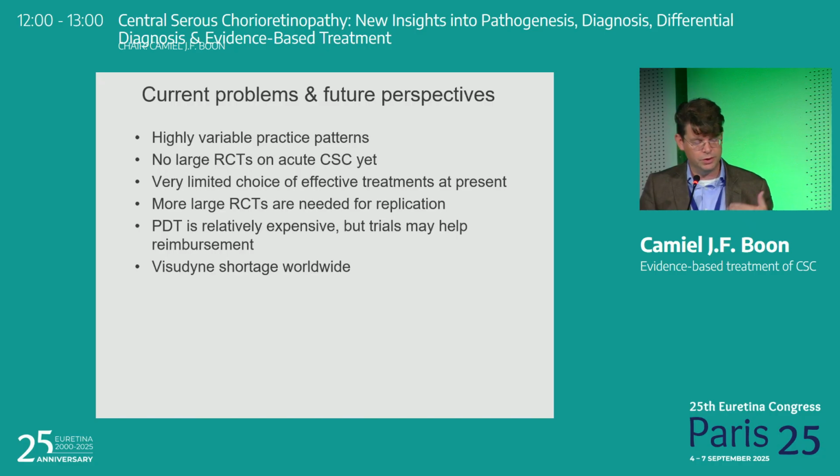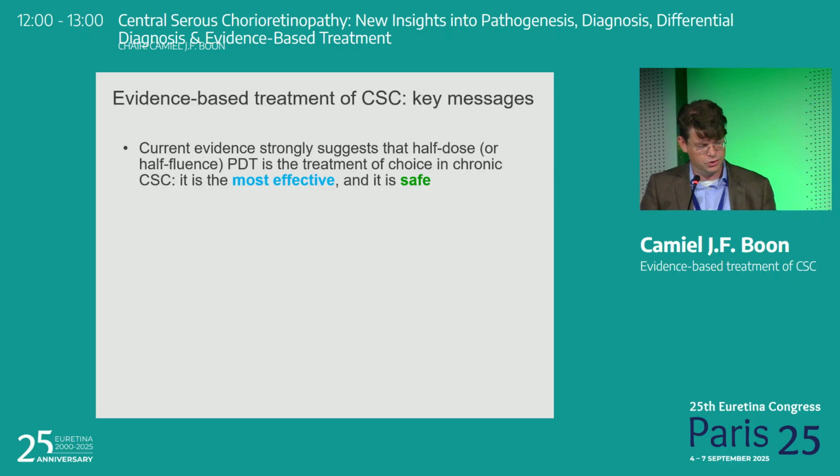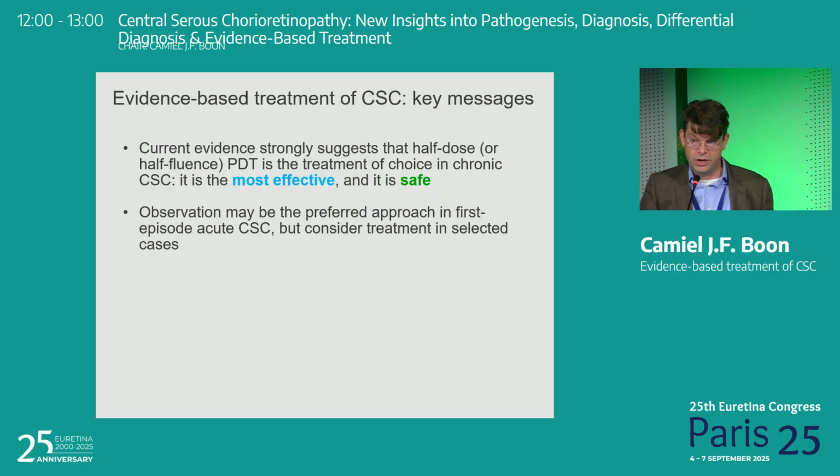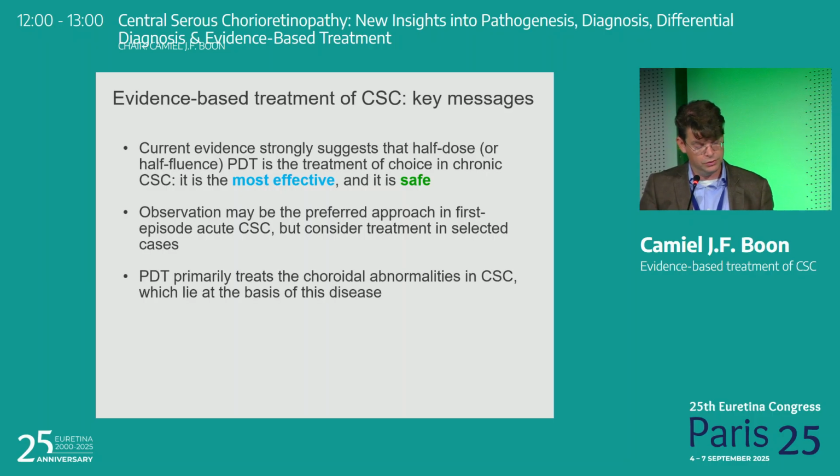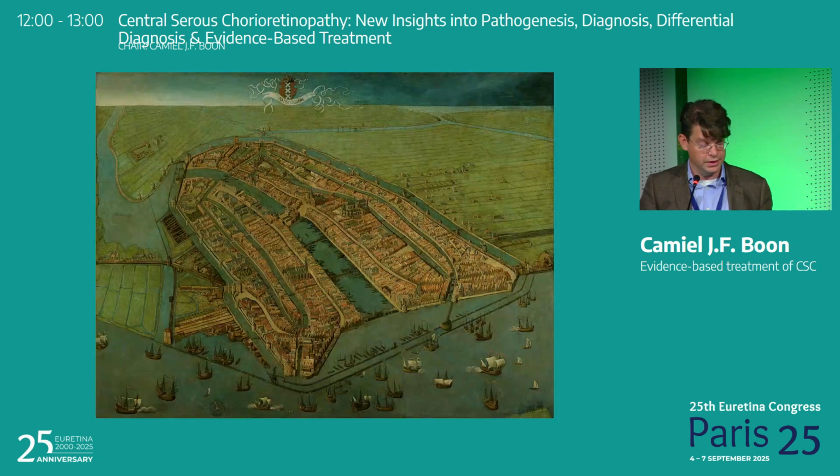So we need more trials, we need replication, and of course the elephant in the room is that PDT is sometimes not available, and there's a shortage worldwide, which we'll probably discuss in the discussion later on. So the current evidence suggests that PDT is the most effective and it is safe. Observation can be employed in acute CSC, but consider early treatment in cases that might necessitate early treatment. PDT treats the choroid and hence is probably the most successful. More treatment options are needed, and that's what I wanted to tell you. Thank you very much.